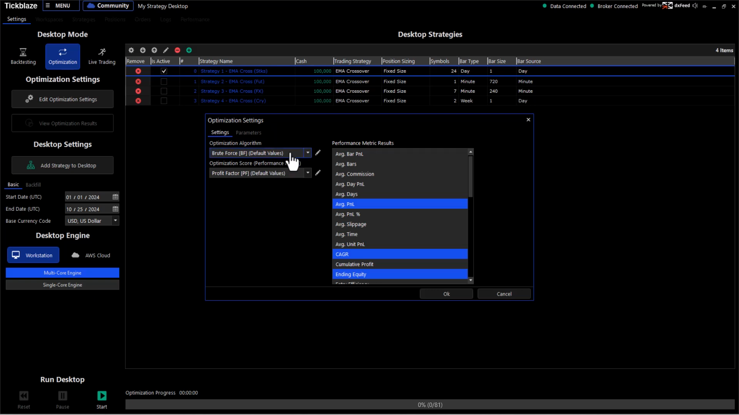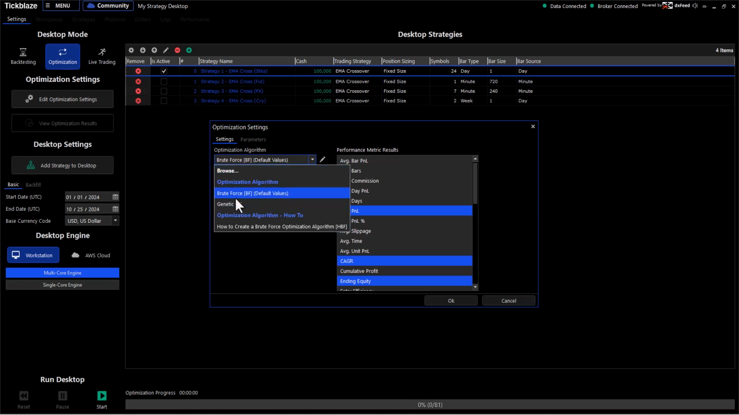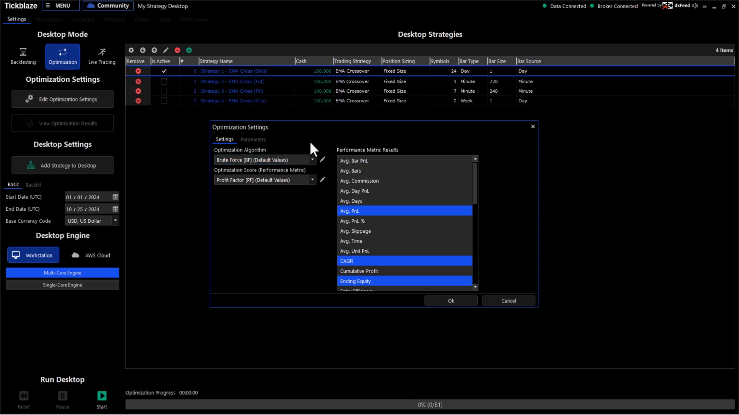Okay. Now what you're seeing here is the window for optimization. And you'll notice here that you can choose the optimization, whether you want it to be brute force or genetic. We're going to keep it to brute force, which is the default function.